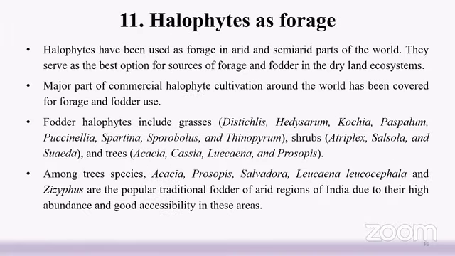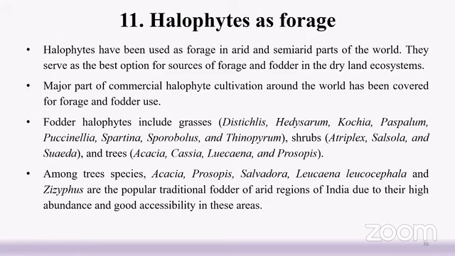Another use is halophytes as a forage crop. Halophytes have been used as forage in arid and semi-arid parts of the world. They serve as the best option for sources of forage and fodder in dryland ecosystems. A major part of the economic commercial halophyte cultivation around the world has been for forage and fodder uses. Fodder halophytes include many types of grasses, shrubs, and trees. Among tree species, Acacia, Prosopis, Salvadora, Leucaena, Leucosphaera, and Ziziphus are the most popular traditional fodder in the arid region of India due to their high abundance and good accessibility in these areas.